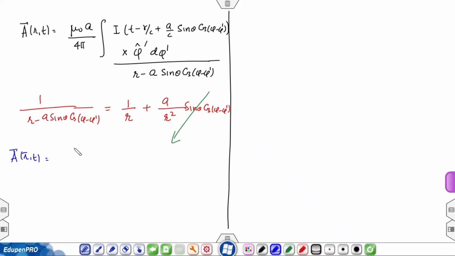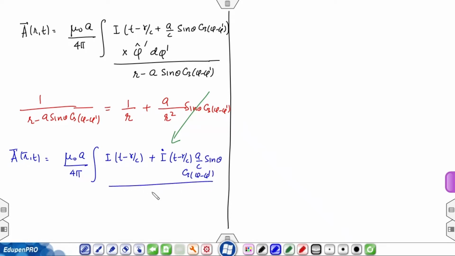A(r, t) as equal to μ₀a over 4π times the integral of I at t minus r/c plus İ at t minus r/c times a/c sin θ cos(φ − φ′) divided by r, and all this I have times the φ′ unit vector and integrated over dφ′.